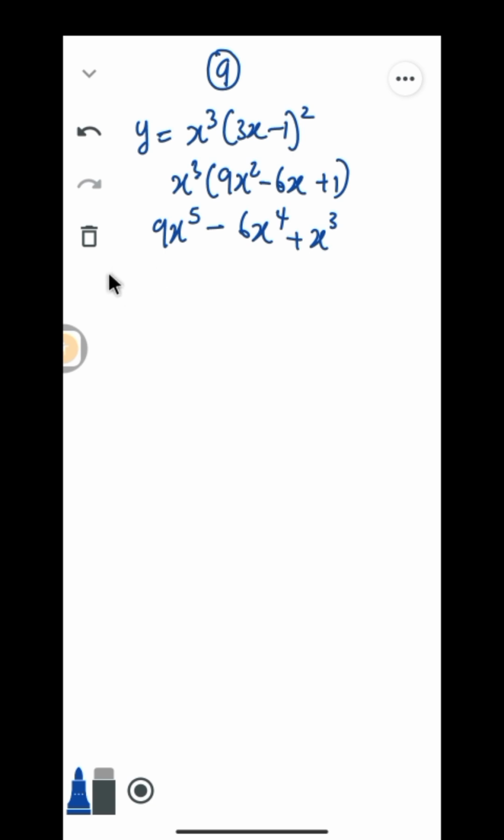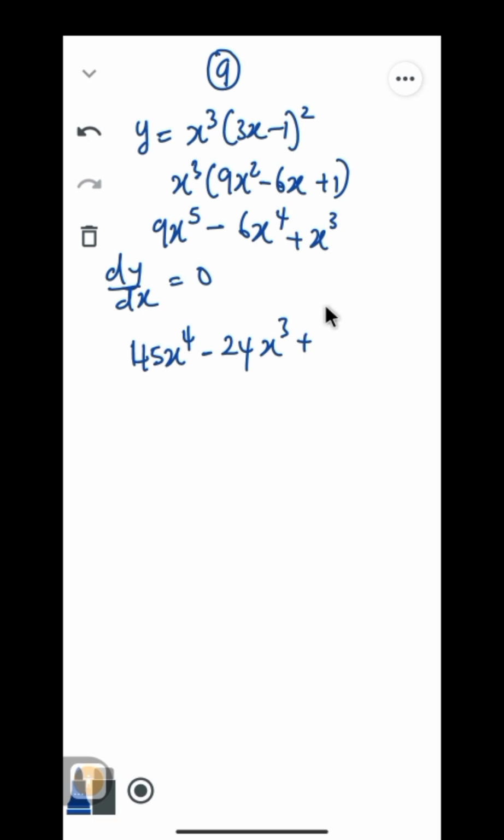Since we have simplified this, you can see that dy/dx equals 0 to get a critical point. So that means we have to differentiate this and equate it to 0. And when we do that, we remember to take the power here and multiply by the coefficients. 5 times 9 is 45. So we have 45x raised to power 4, minus 4 times 6 is 24, 4 minus 1 is 3, plus 3 here becomes 3x squared, is equal to 0.